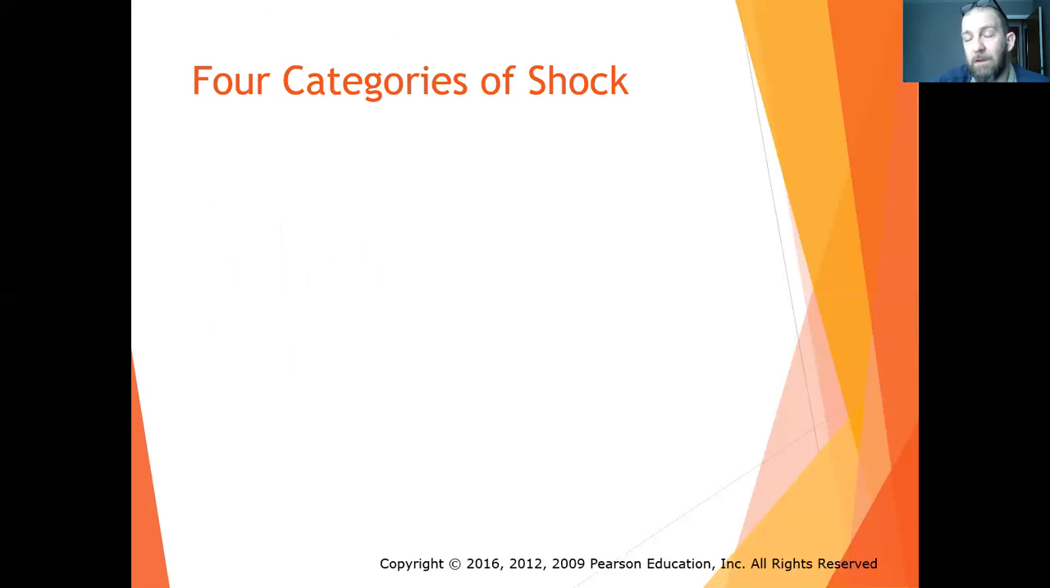All right, so we have 4 categories. These are general categories. And again, we'll have more specific categories that we'll be able to slot into these 4 general categories later. We have hypovolemic shock. So when somebody's in hypovolemic, right? Hypo is less than, below normal. And volemic means volume. So we have a less than normal volume.